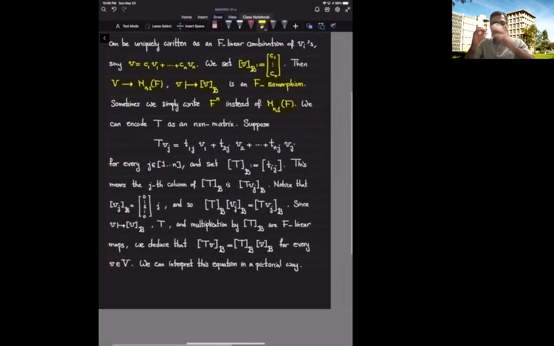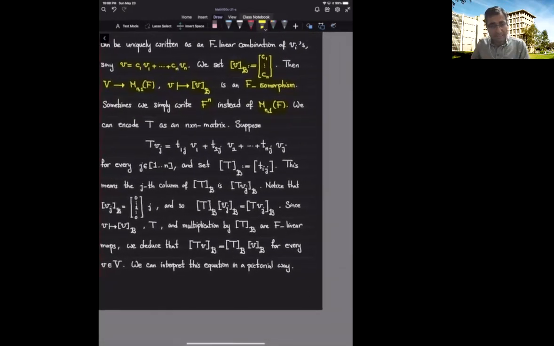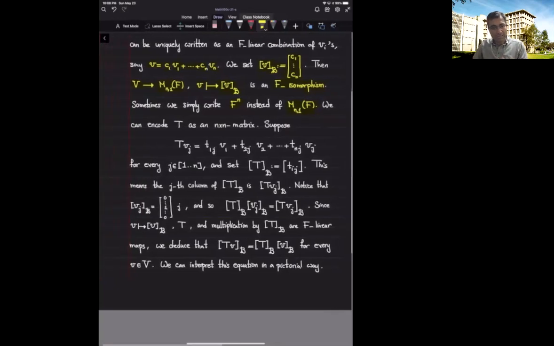Because every other vector inside this space is a linear combination of v sub j's, and T preserves linear combinations, it would be enough to understand what T does to the elements of the basis. So if I understand T applied to v sub j for an arbitrary j, then I can write down what T does to any linear combination of v sub j's. And that means I can understand it for every vector inside this vector space. So that would be a good way to encode the action of T.